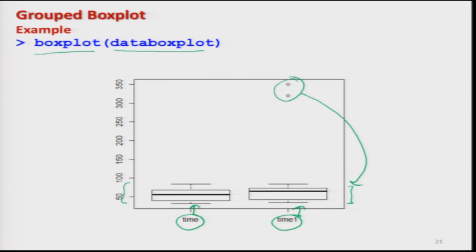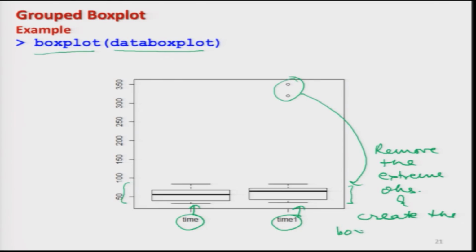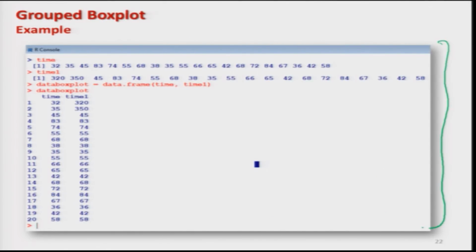So, the ideal thing is that after looking at this picture, first try to remove the extreme observations, and create the box plot again, and you will see that this will give you more information. And I would like to illustrate the same thing with a different example. This here is the screenshot of the creation of the data frame of time and time 1 data.